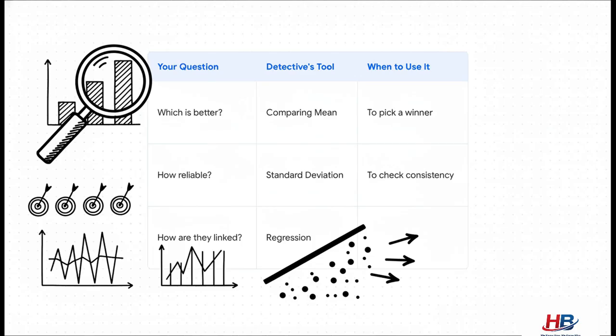If your question is, which of these 2 options is better, you grab your magnifying glass and compare the mean. If you're wondering how reliable or predictable is this whole process, you use the consistency check and look at the standard deviation. And if you're asking, how does this one thing affect that other thing? Well, that's when you connect the dots with regression.